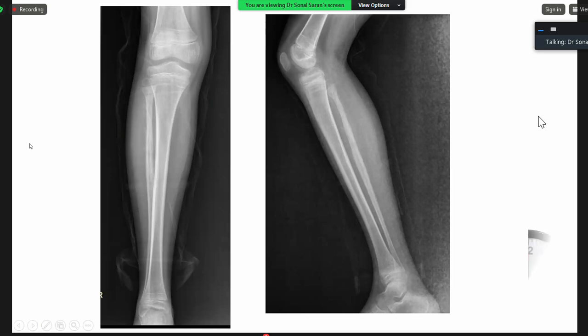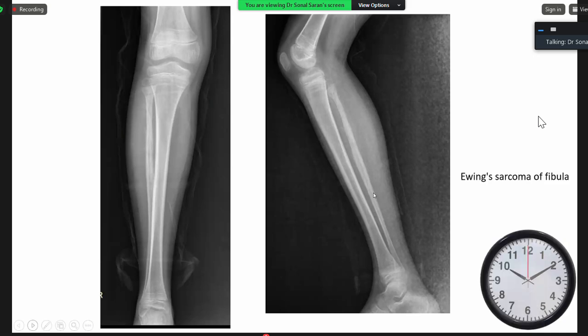Next case, young patient, immature skeleton. What is the site of pathology? You have to also tell me the bone which is involved. Right. So in this case, fibula is involved. You can see onion skin pattern of periosteal reaction. There is involvement of diaphysis. So this is a case of Ewing sarcoma of the fibula.